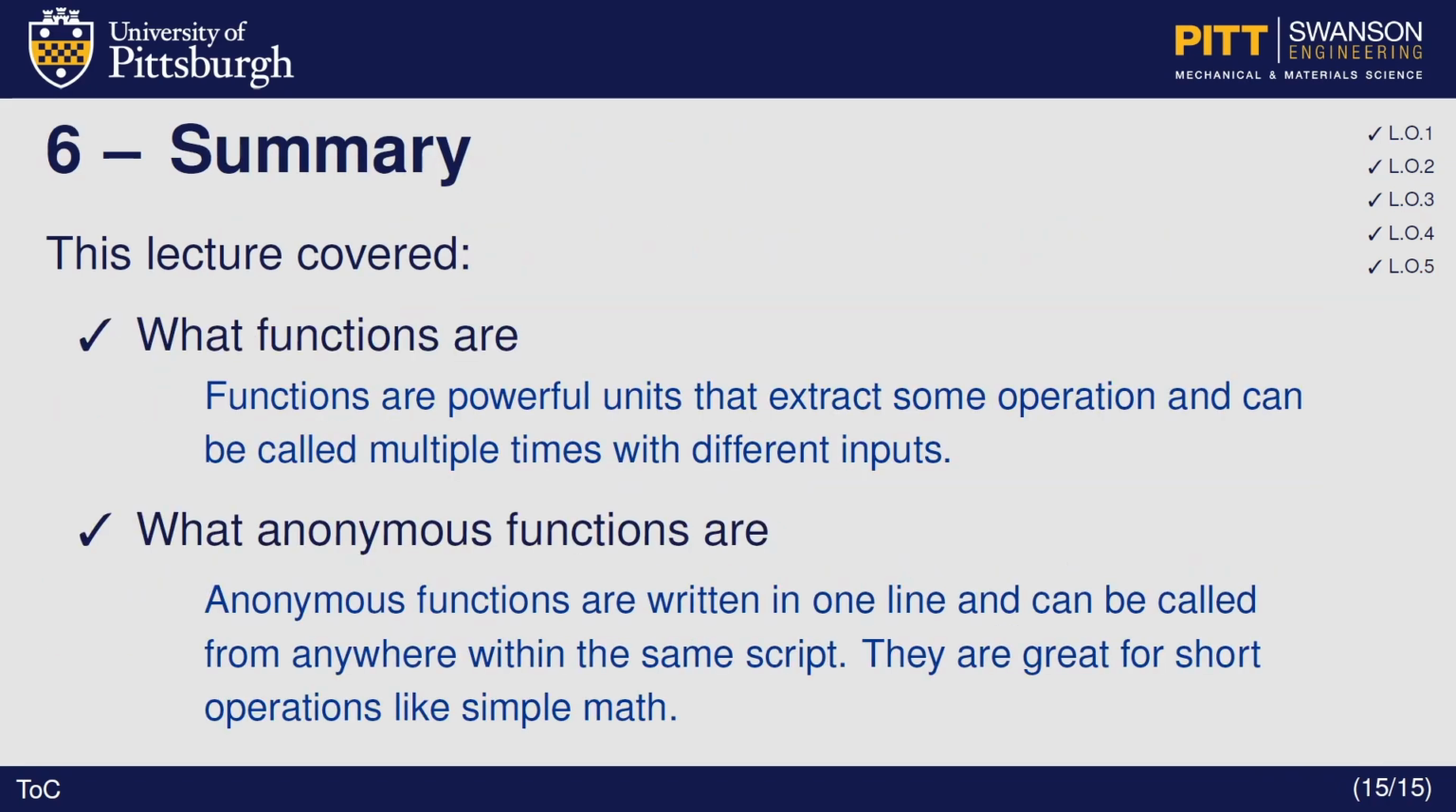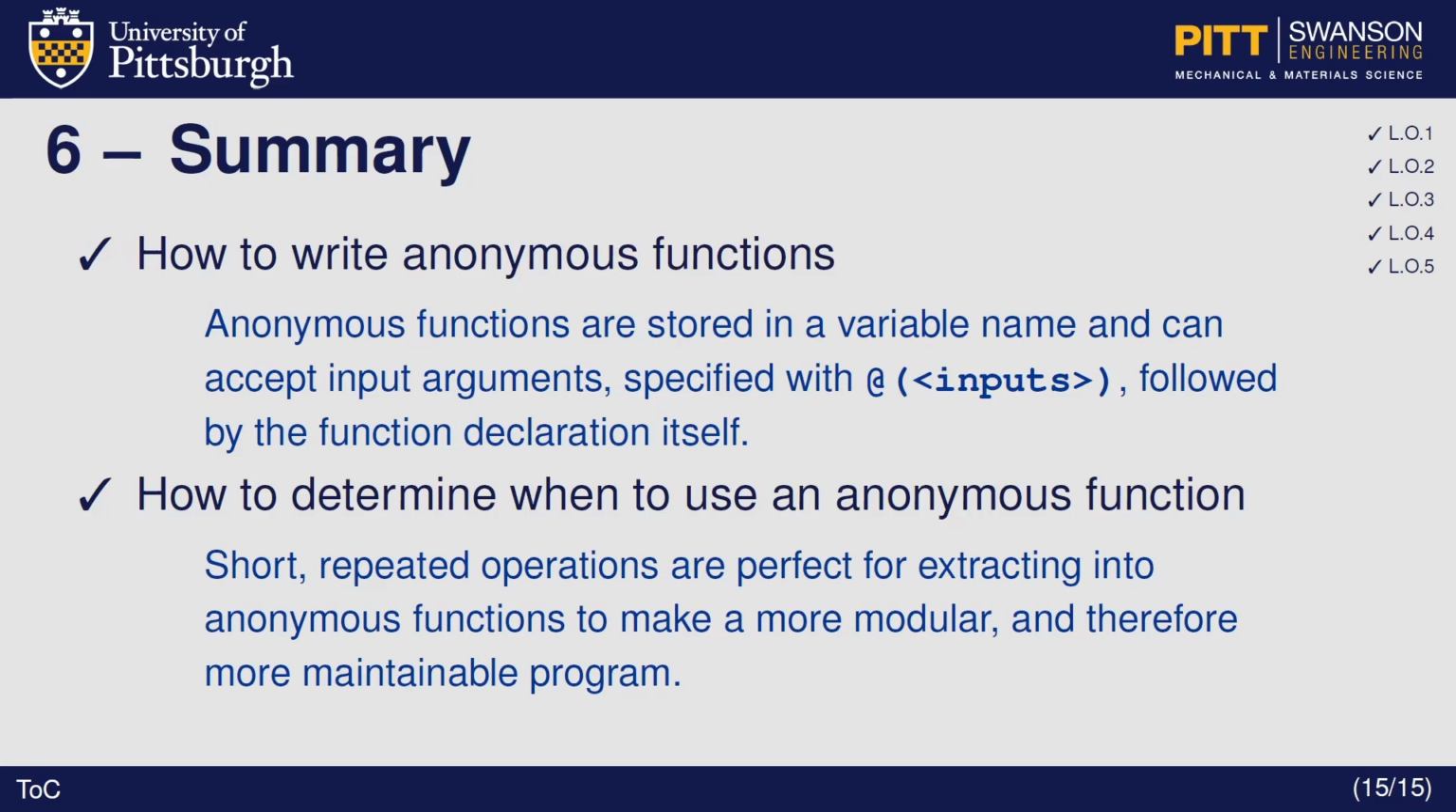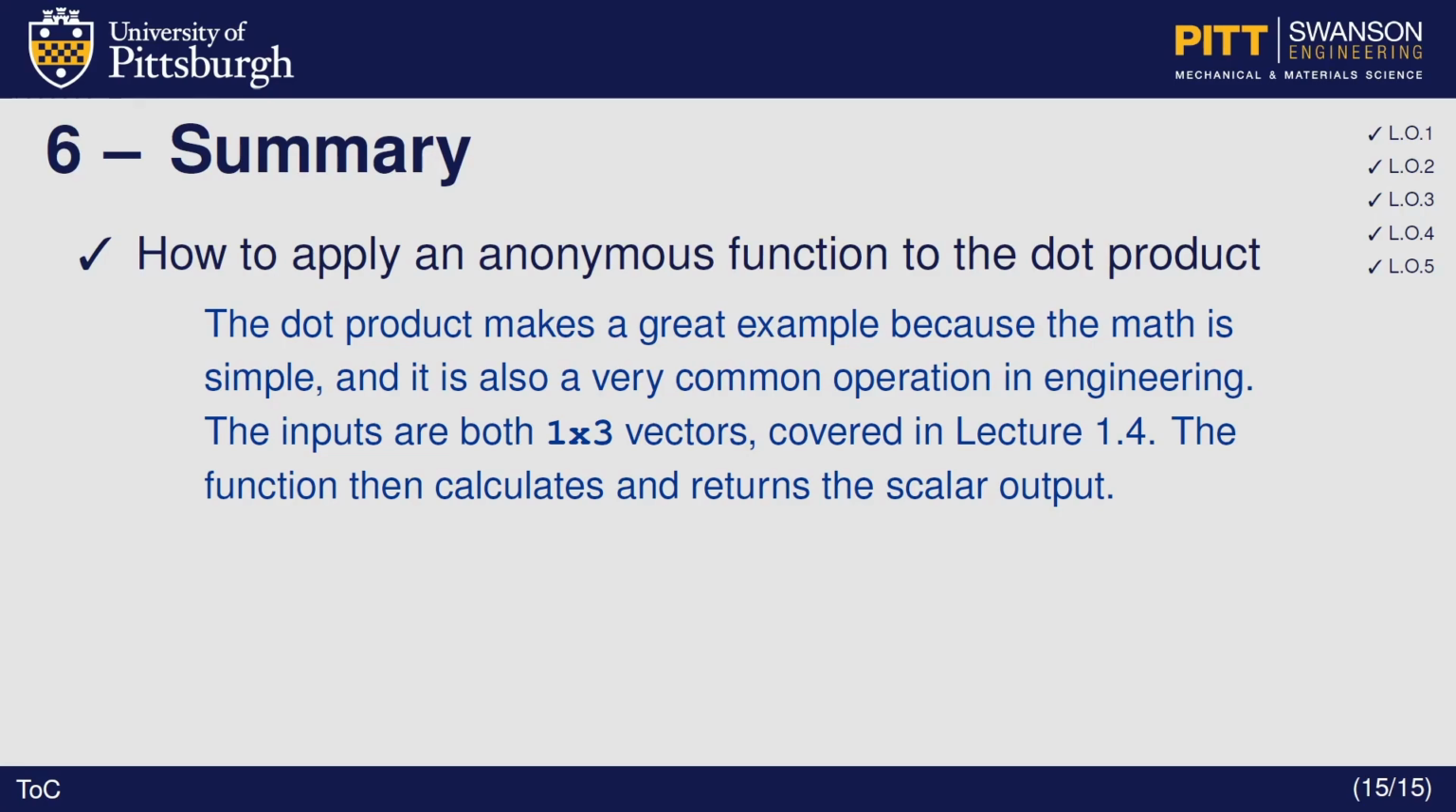In summary, functions are powerful units that extract some operation and can be called multiple times with different inputs each time. Anonymous functions specifically are written in one line and can be called from anywhere within the same script. They are great for short operations like simple math. Anonymous functions are stored in a variable name and can accept input arguments which are specified with @, parentheses, and the inputs contained within, followed by the function declaration itself. When to use an anonymous function comes down to when you have short repeated operations that are perfect for extracting into an anonymous function to make a more modular and therefore more maintainable program. And finally, the dot product makes a great example because the math is simple and it is a very common operation in engineering. The inputs are both 1x3 vectors which were covered in the previous lecture, and the function then calculates and returns the scalar output.